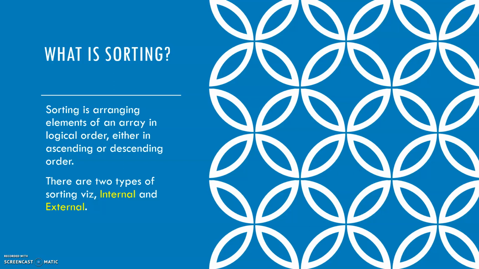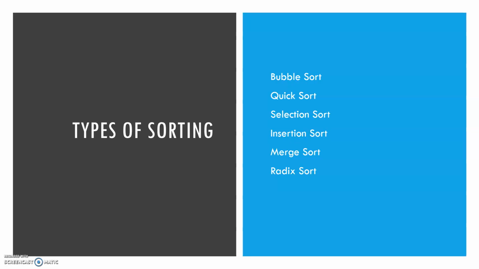What is sorting? Sorting is arranging elements of an array in logical order, either in ascending or descending order. There are two types of sorting, which are internal and external. These are the types of sorting using object-oriented programming, which are bubble sort, quick sort, selection sort, insertion sort, merge sort, and radix sort. In today's lecture, we are going to study selection sort and radix sort in detail.